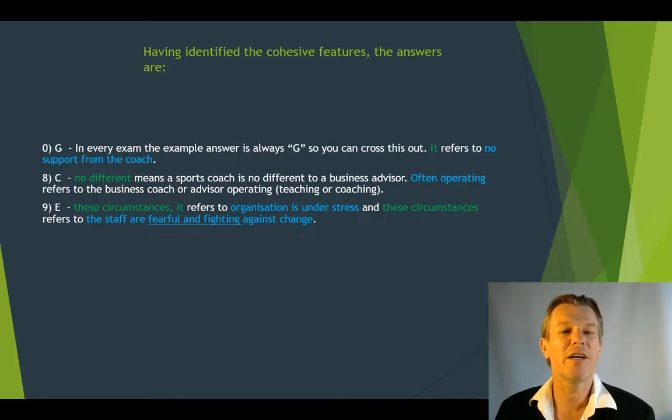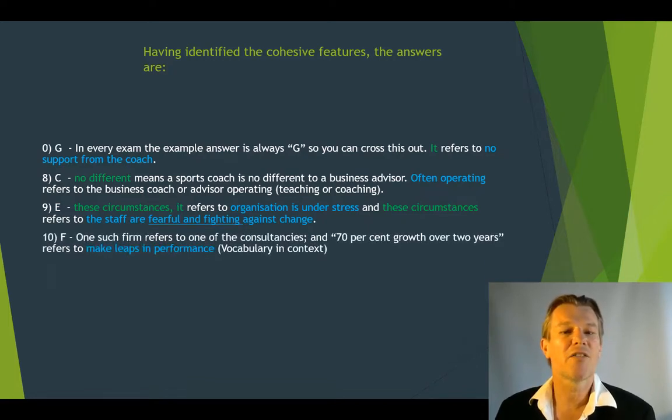The next answer, number 10, the answer here is F. And here we highlighted, I'll just go through the text. One such firm refers to one of the consultancies and 70% growth over 2 years. This refers to the highlighted words in the text, make leaps in performance. So again here, vocab and context helps us get the answer.